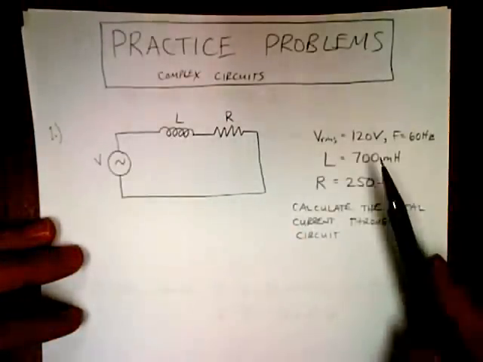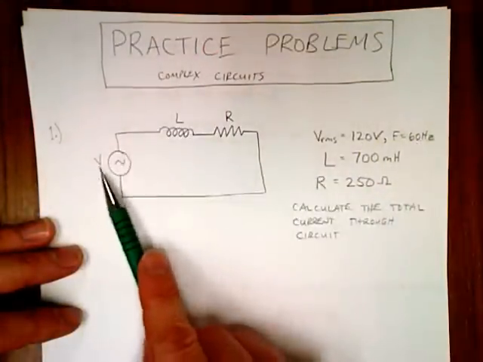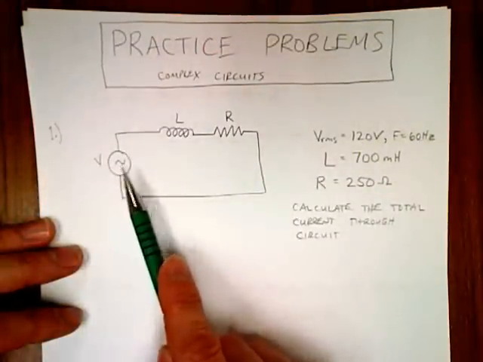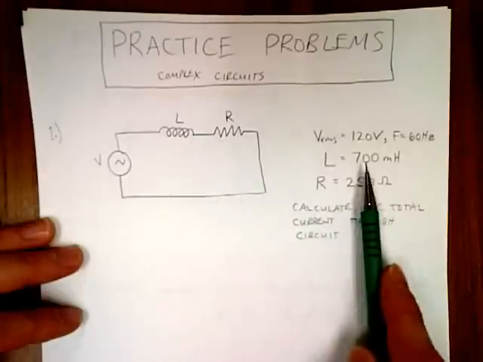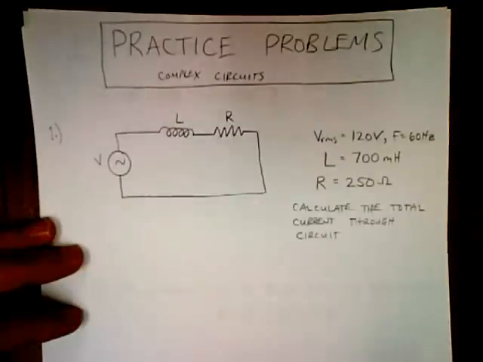So that's the plan. We're given voltage, 120 volts, frequency 60 hertz. So this is the source, 120, 60 hertz. The inductor is 700 millihenries, and the resistor 250 ohms. Ready? All right, let's do this.